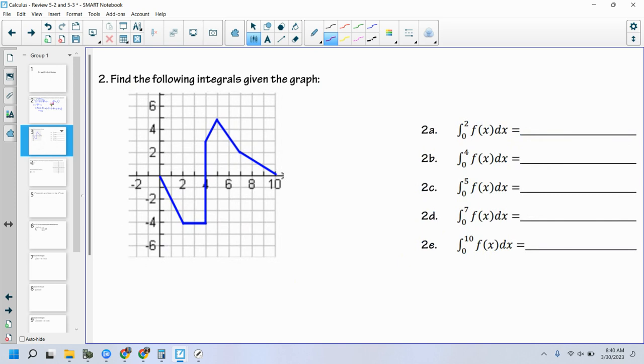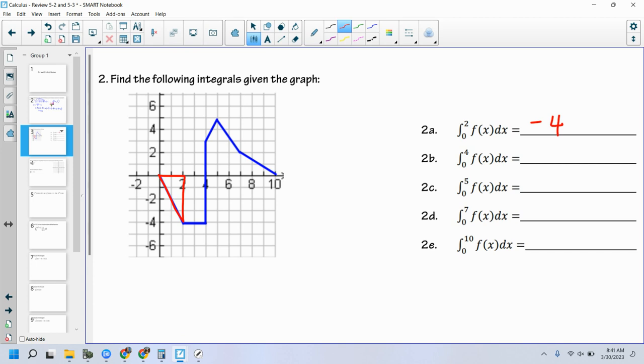You just got to know what these notations mean, right? From 0 to 2, looks like I've got this triangle. So geometrically, that triangle, 1/2 base times height. My base is 2, my height is 4. So 4 times 2 is 8, divided by 2 is 4. So negative 4. Now, again, that's a negative area because it's below the x-axis, right?